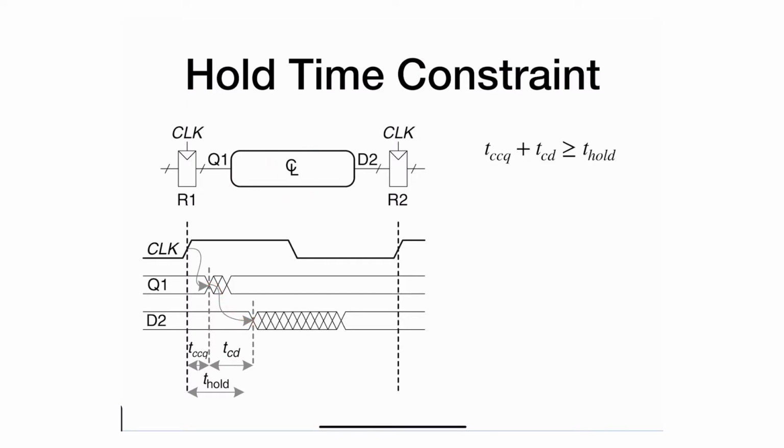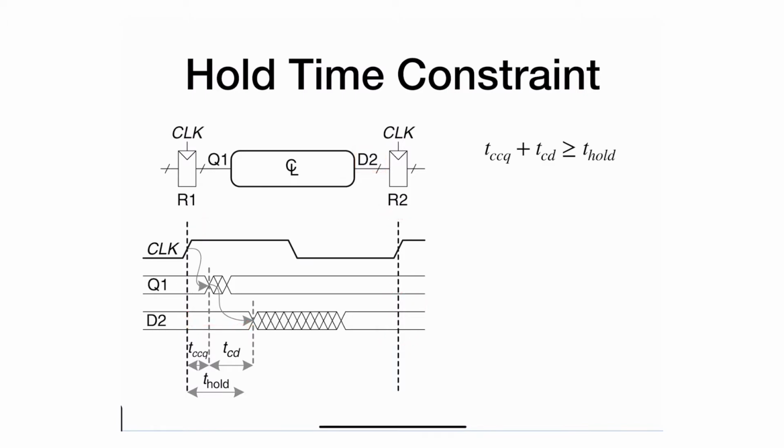Q1 is the result of R1, and D2 is the result of the combinational logic. What I'm saying here is that D2 will be stable for at least this amount of time before it actually starts changing. From the active edge of the clock all the way to here, there will be no changes in D2. At the next active edge of the clock, right here, R2 will see the same thing that you'll see here.